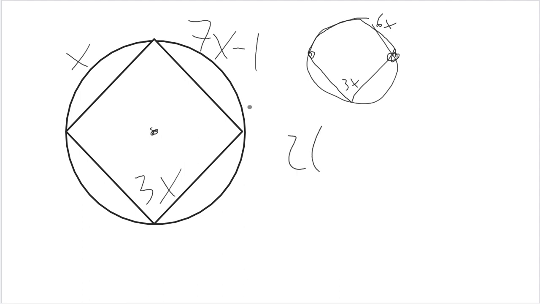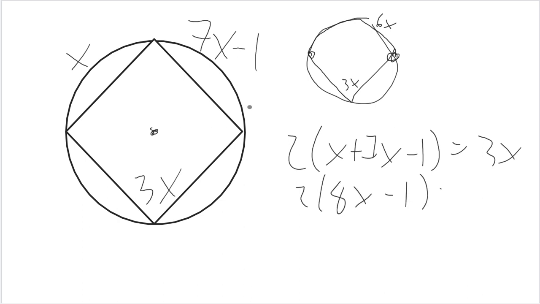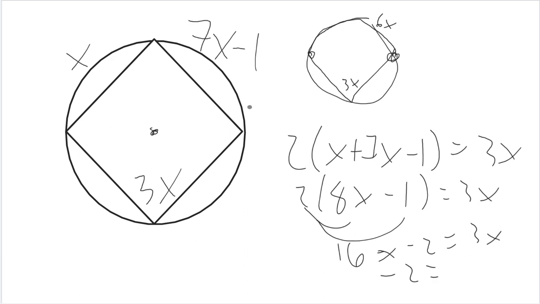So 2 times x plus 7x minus 1 is going to equal 3x. So then I would get 8x minus 1 is equal to 3x. Distribute in 16x minus 2 is equal to 3x. Subtract x from both sides, I get negative 13x. And then divide by negative 13 to both sides. So I get positive 2/13 is equal to x. I can plug that back in and find the actual degree that was right here.